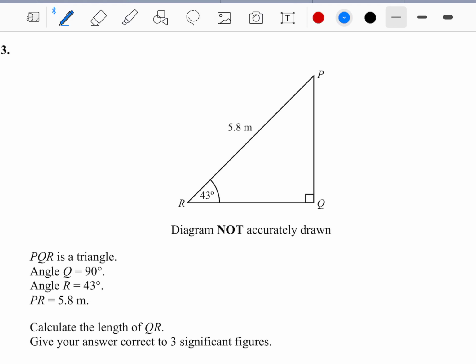Third question, press stop, see if you can label it. Okay, so the 43 would be opposite PQ, so that would be the opposite. 5.8 would be the hypotenuse because that's the longest side, so the adjacent is the side across the bottom. I don't actually know anything about the adjacent, so I'm going to cross it out. Then when I think of sine, cos and tan, SOHCAHTOA, I know I'm using sine.